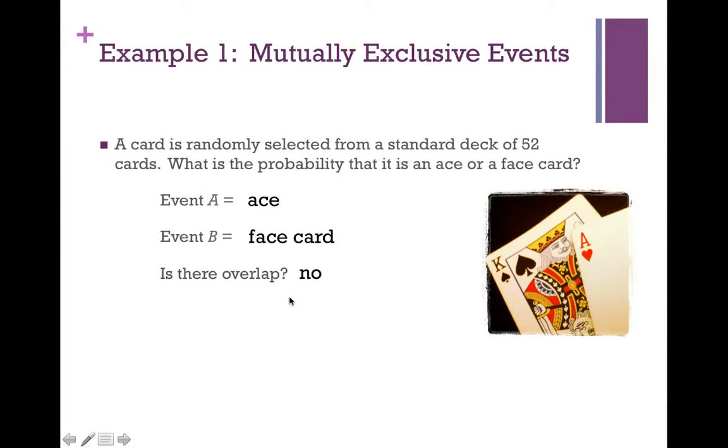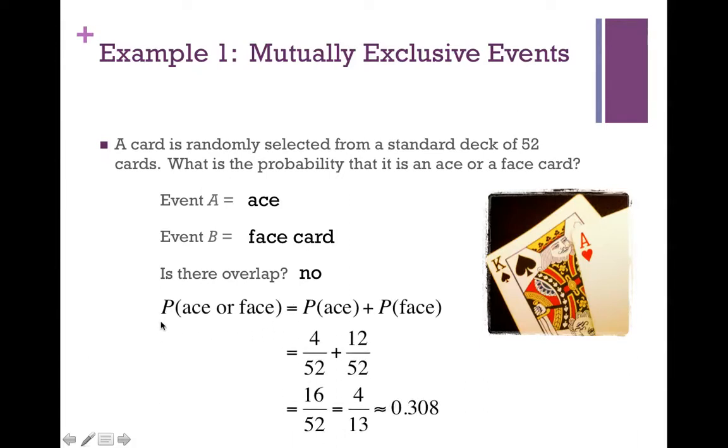And that means the formula I should use is the probability of ace or face equals the probability of getting an ace plus the probability of getting a face card. We don't need to subtract anything in this case because there's no overlap.